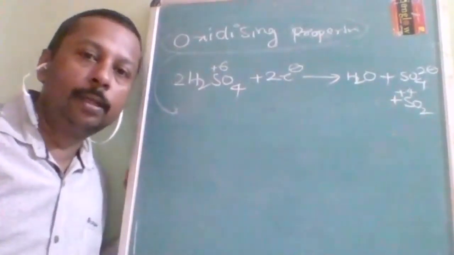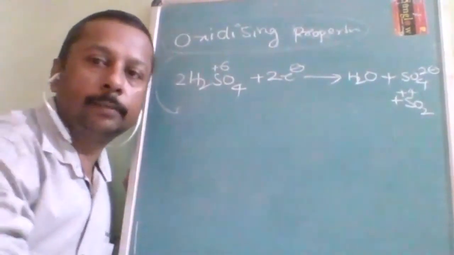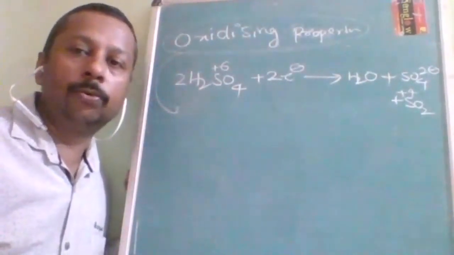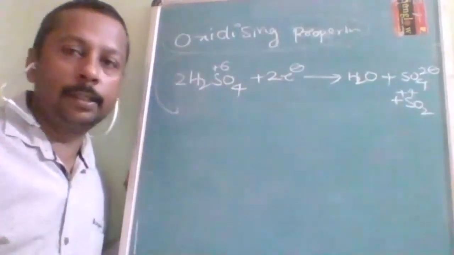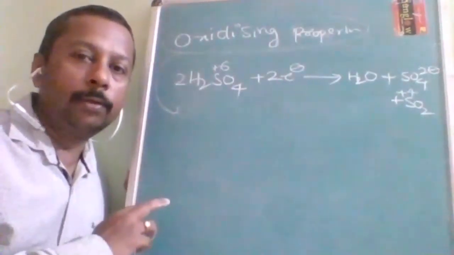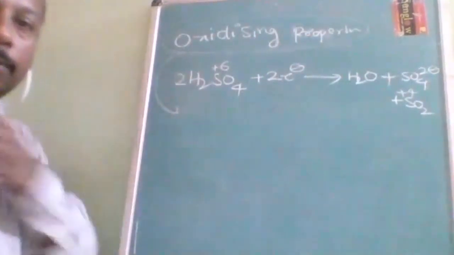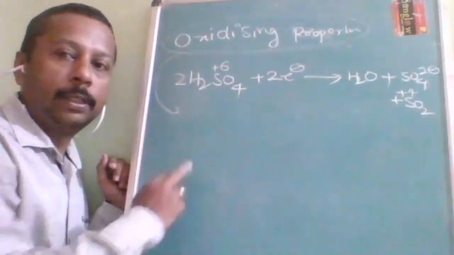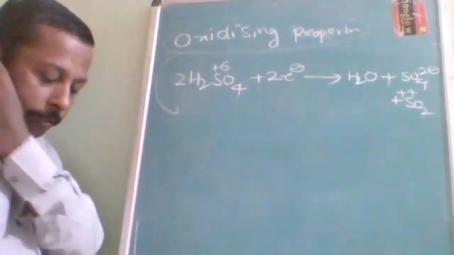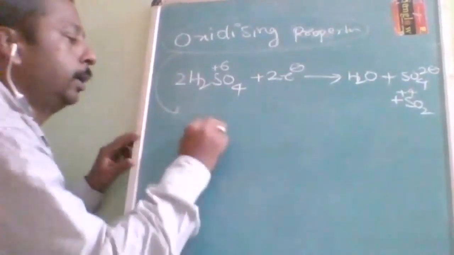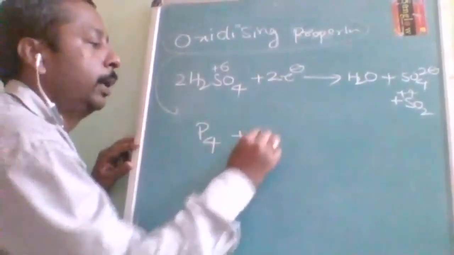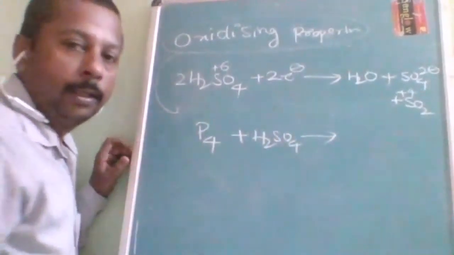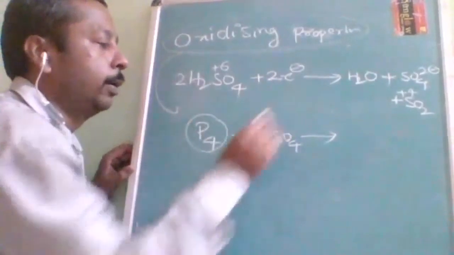Is it understood, students? Sulfuric acid acts as an oxidizing agent due to the presence of nascent oxygen. In the first equation, it is due to gaining 2 electrons, as in this equation. By these equations you will be able to write the equations very easily. Let us take P4 and H2SO4. What do I have to write? Simply, P4 will be oxidized.